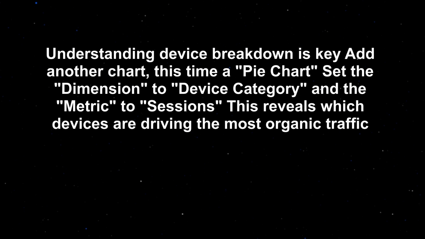Understanding device breakdown is key. Add another chart, this time a pie chart. Set the dimension to device category and the metric to sessions. This reveals which devices are driving the most organic traffic.